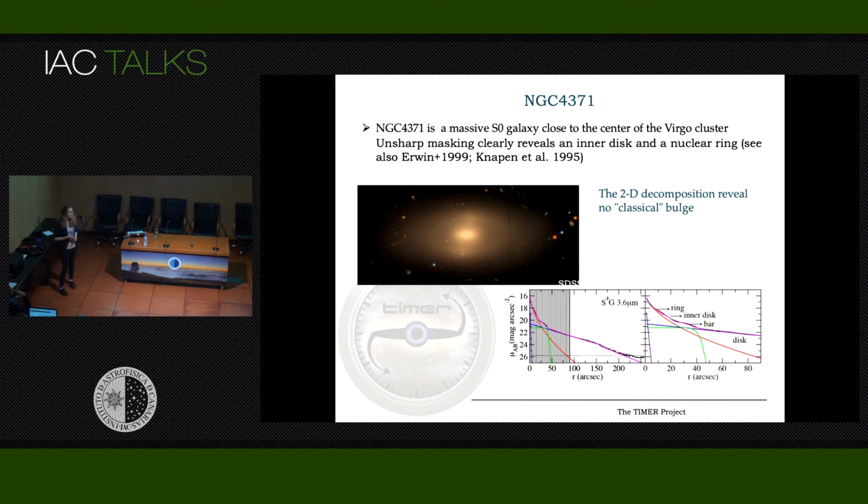Something curious I wanted to mention is an individual case, NGC 4371. This galaxy is a lenticular galaxy, very close to the center of the Virgo cluster. If we do a photometric decomposition, we see that it has several components: a disk, a bar, a ring, and an inner disk. But this galaxy doesn't seem to have any sign of a classical bulge.